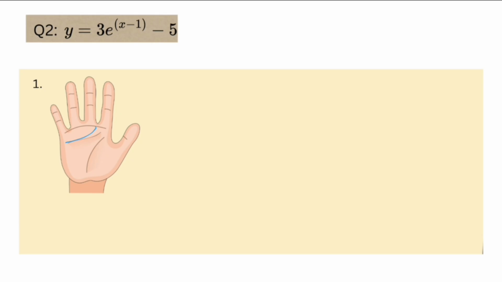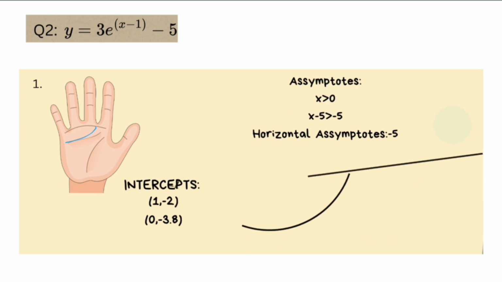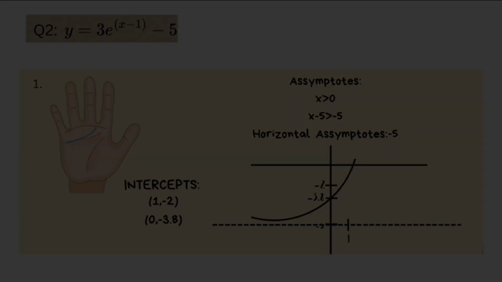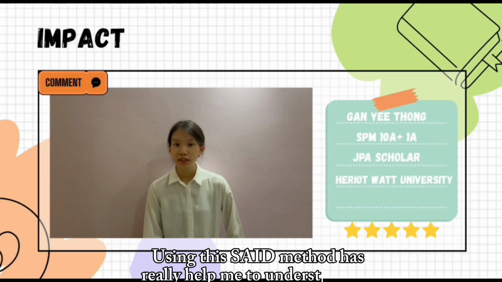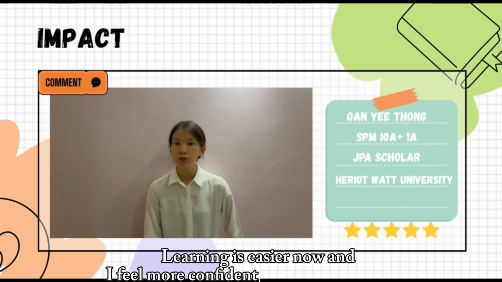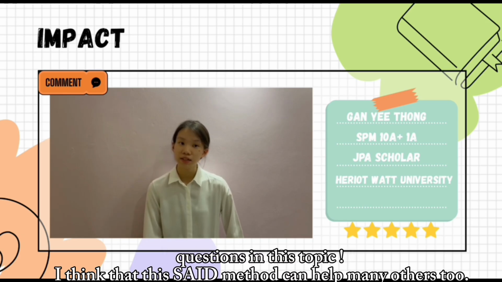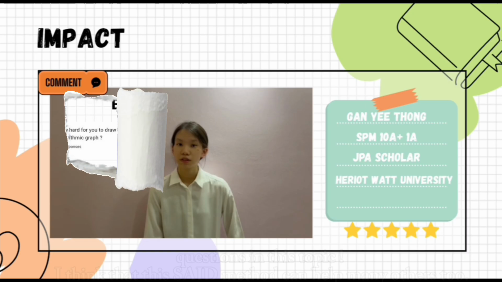So for the next question, you just find the general shape, find the asymptote, find the intercept, then last you can draw the exponential graph. Using this SAID method has really helped me to understand and sketch exponential and logarithmic graphs. Learning is easier now and I feel more confident with the complicated questions in this topic. I think that this SAID method can help many others too.